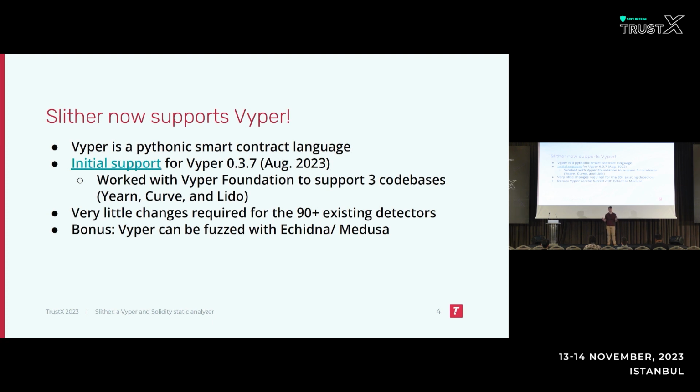The amazing thing about this, and sort of a strength of Slither revealed in this, is that it required very little changes to the 90+ existing detectors that we have for Solidity. So we were able to drop Vyper support in, and for free we get all of these vulnerability and optimization detectors and other tooling around Slither without a whole lot of work. And as a bonus to static analysis support, we now can also fuzz Vyper with Echidna and Medusa.